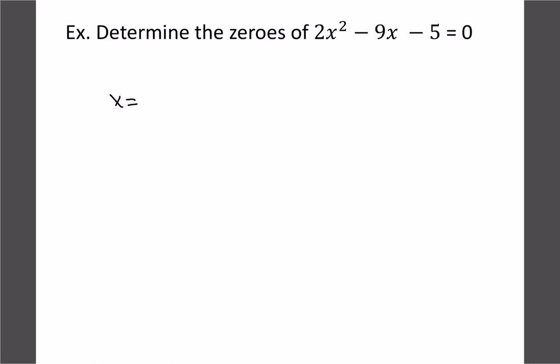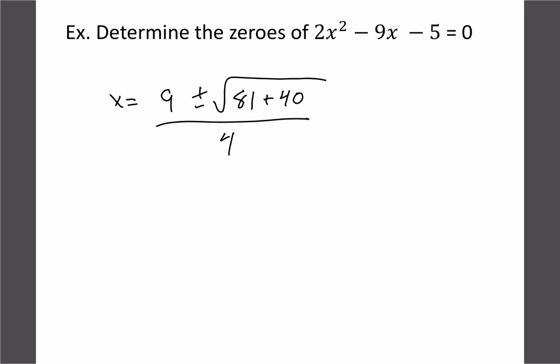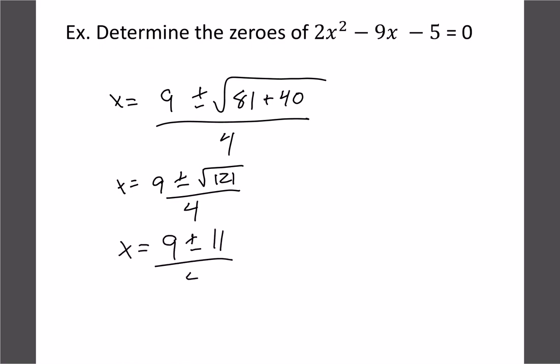So we'd have minus b, so that would be 9 plus or minus b squared, which is 81. Minus 4 times 2 is 8, times 5 would be plus 40, all over 2 times 2, which is 4. So in this case, we get 9 plus or minus root 121 over 4. Root 121 is actually just 11.